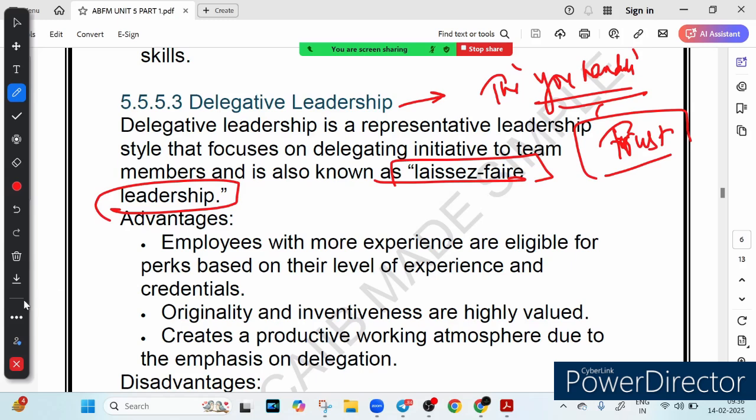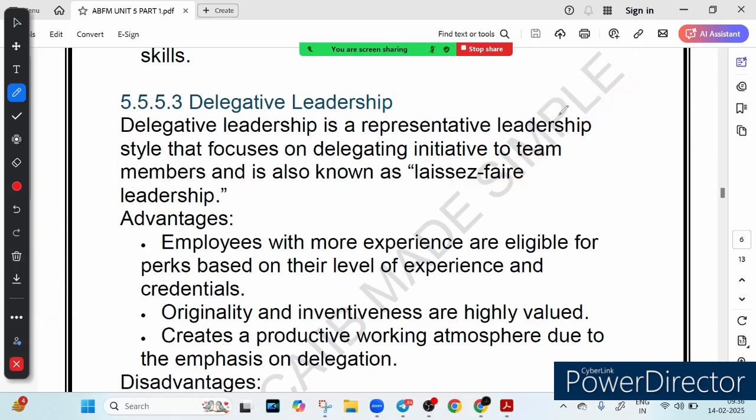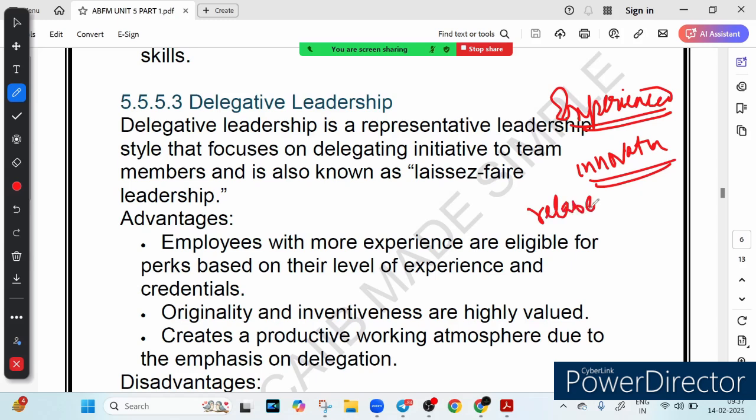So the question is when it works. It works when employees are experienced and know their work inside out. Those employees who are experienced and know everything inside out, this delegative leadership works. Second point, when innovation and creativity are needed. Whenever you need innovation or creativity, you can go for delegative leadership. Third point is when a relaxed and productive work atmosphere is preferred. So if you require any of these, an experienced workforce, innovation, or a relaxed and productive work environment, you can go for this so-called delegative leadership.